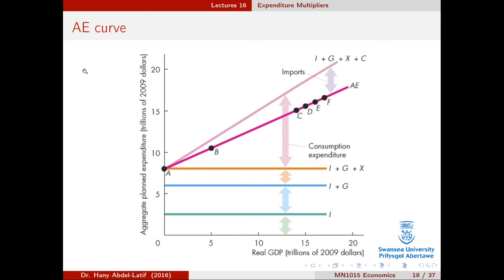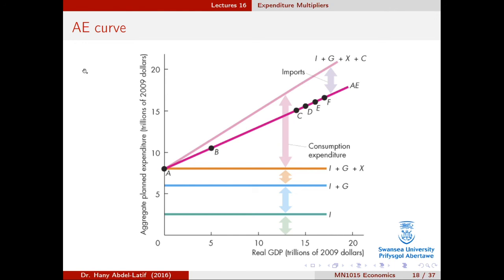When we add X, the third component that is not influenced by the GDP, this will give us I plus G plus X. So this orange one, the third line here, is the sum of the three components that are not influenced by GDP. Then we want to add consumption. What about consumption? Consumption is influenced by the real GDP or income. We know that consumption depends on income level.